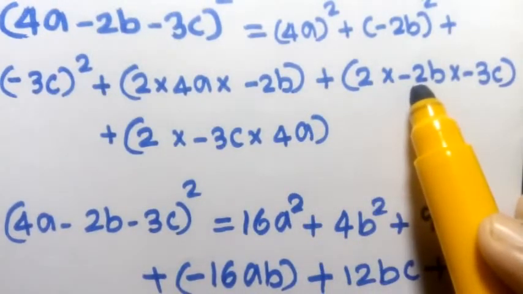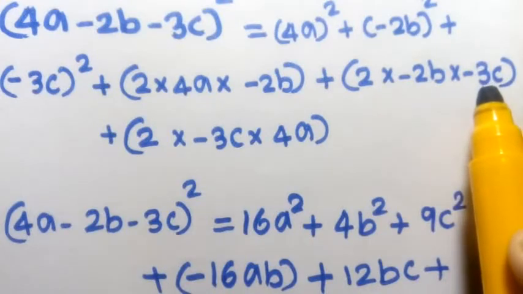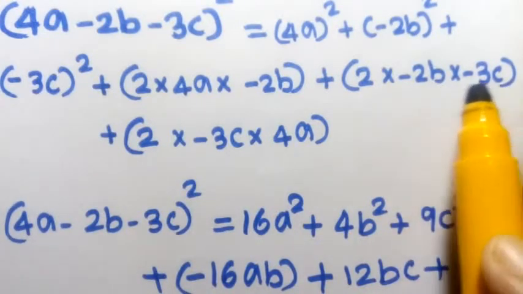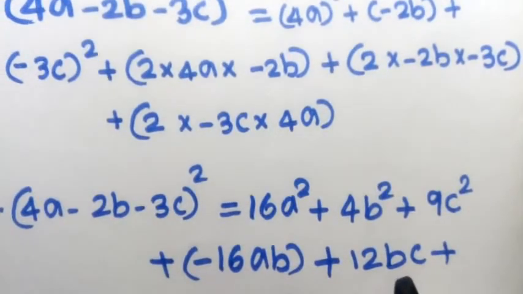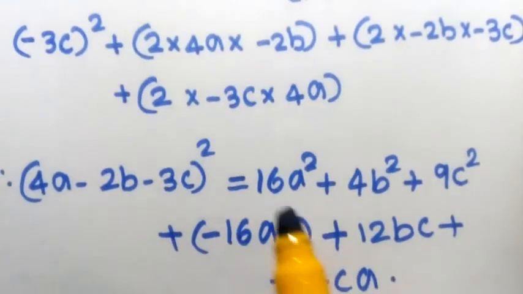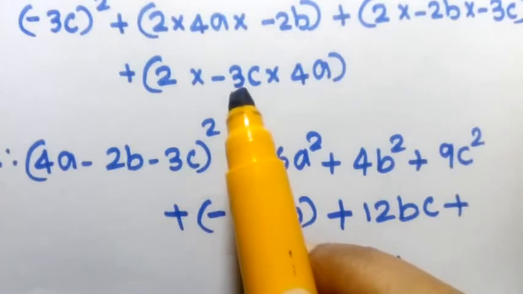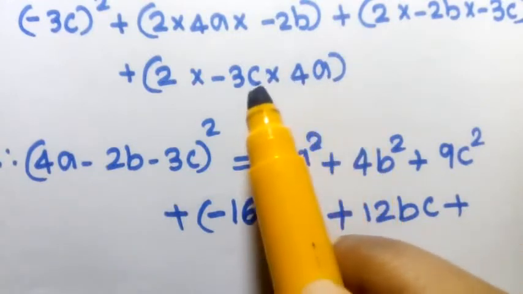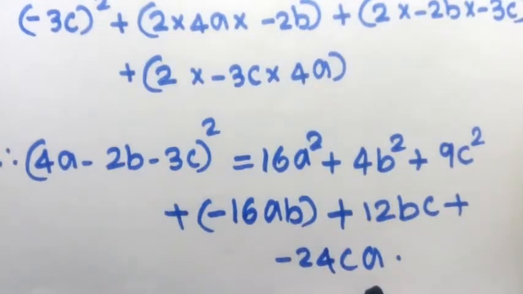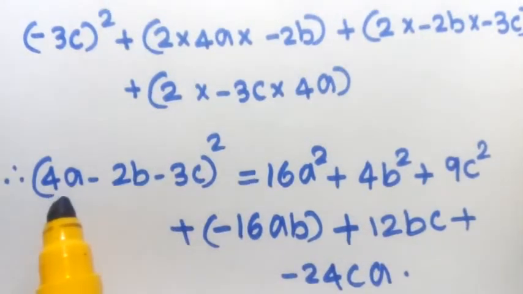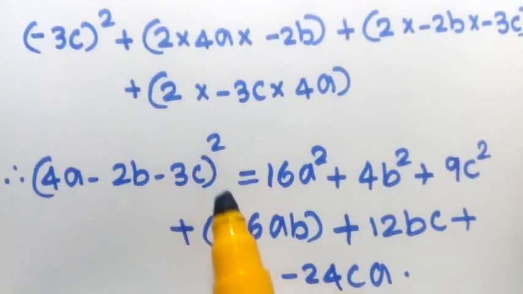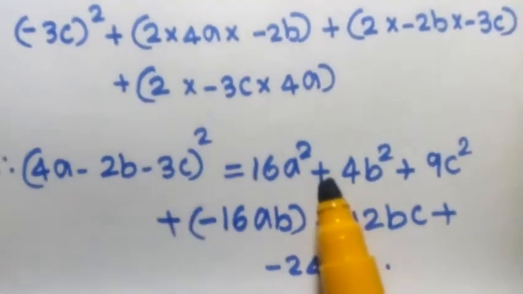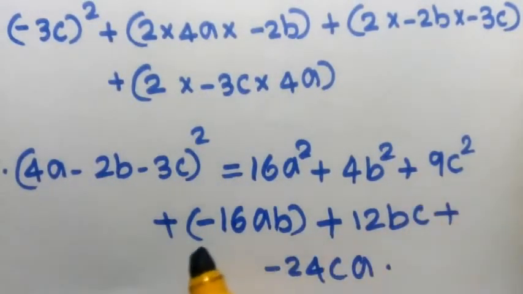2 into -2 is -4. -4 into -3 is positive 12. b into c is bc. So plus 12bc, plus 2 into -3 is -6. -6 into 4 is -24. c into a is ca. So -24ca. Therefore (4a - 2b - 3c)² is equal to 16a² + 4b² + 9c² - 16ab + 12bc - 24ca.